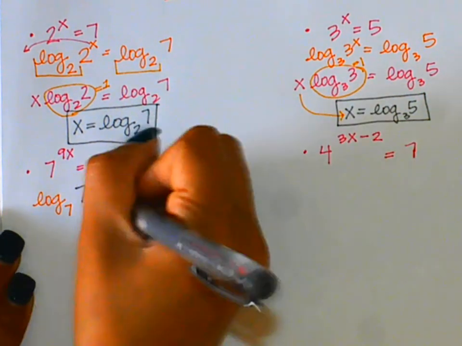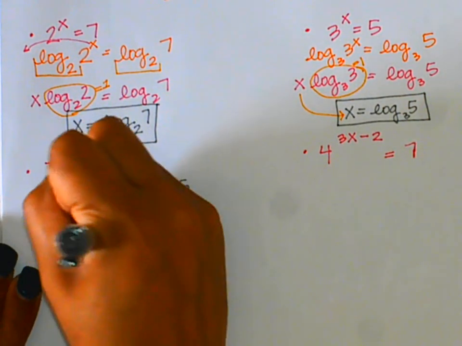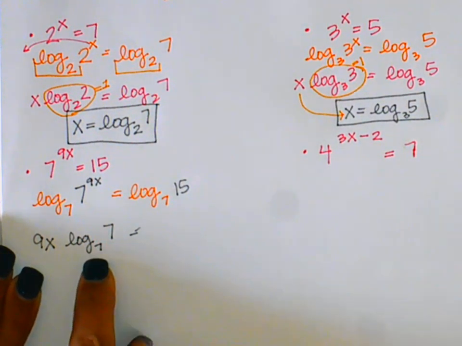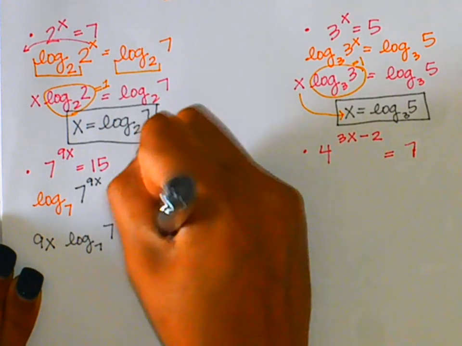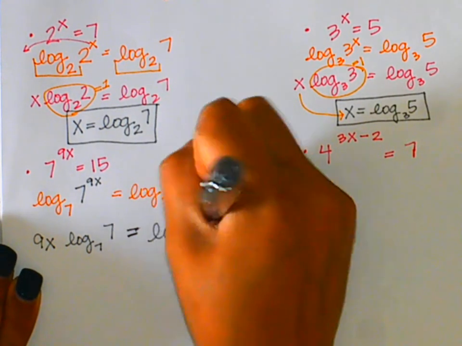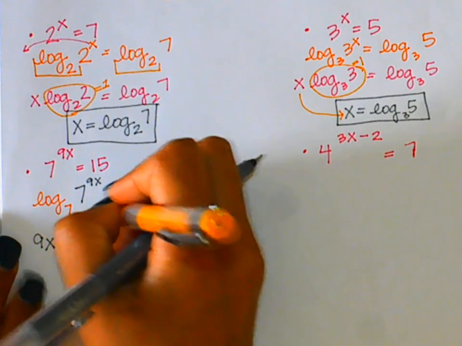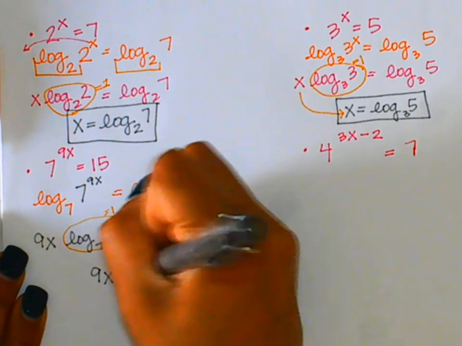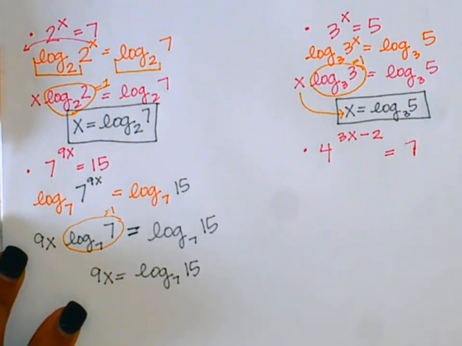So I know I want that 9x to be a coefficient. Log base 7 of 7 is exactly what I want because I know that that's going to cancel out to 1. And then log base 7 of 15. So this is going to go away to 1. So I get 9x is equal to log base 7 of 15.